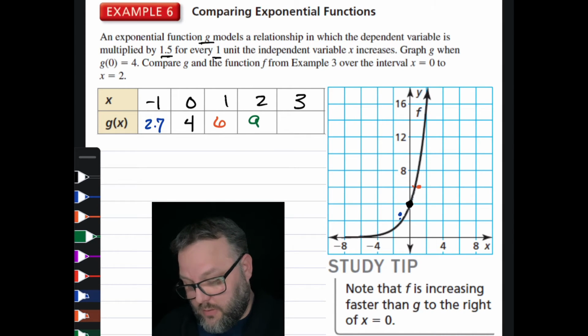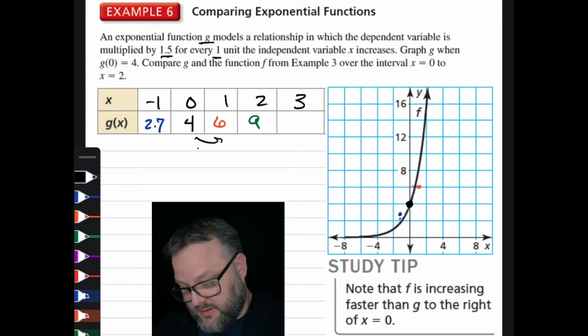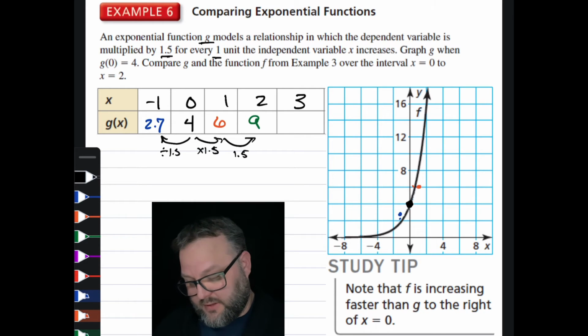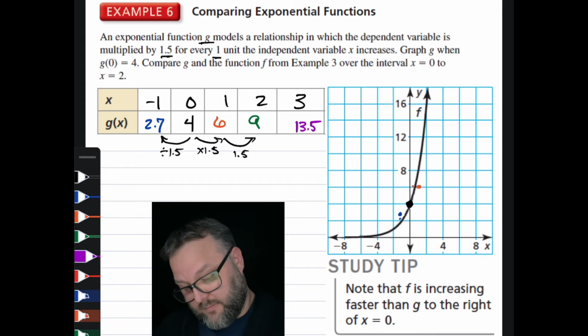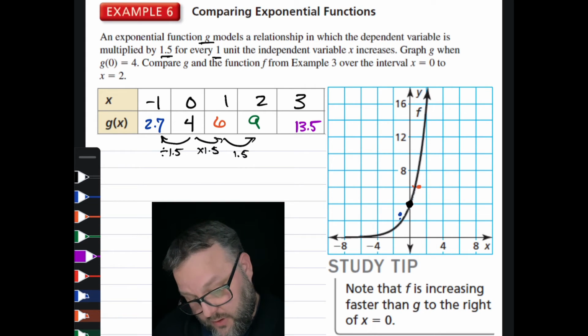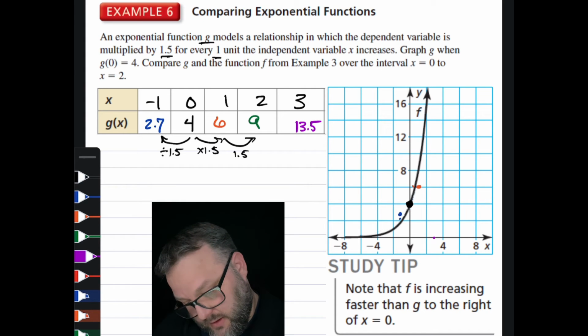So when I'm at 2, I'm going to be at 9, because really all I'm doing is I had to take times 1.5 to get here, times 1.5 to get here, which means actually to go backwards, I had to divide by 1.5. That's how I got my 2.7. Now the last one I'm going to get is 13.5. And so at 3, well, that's right around here. I'm going to be at 13.5. So that's 14, about right here.